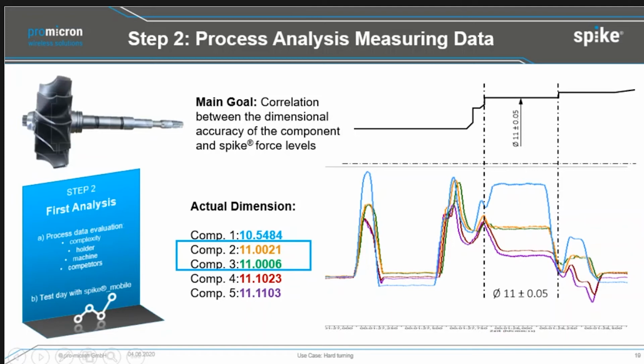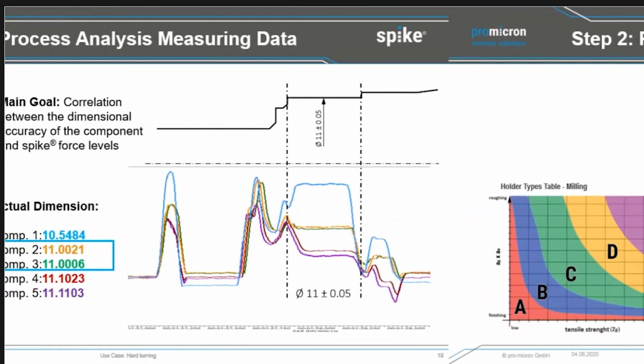Now with component 4 and 5, the insert had a manipulated cutting edge, so we chipped off less material, which let the diameter increase to 11.10 or 11.11 respectively, and we had lower forces since we cut off less material.